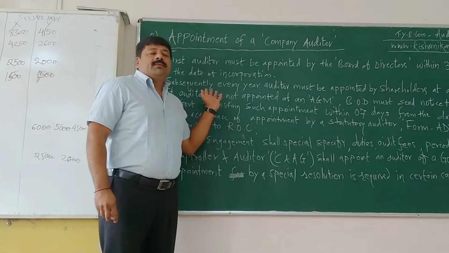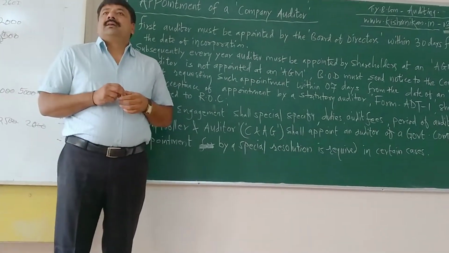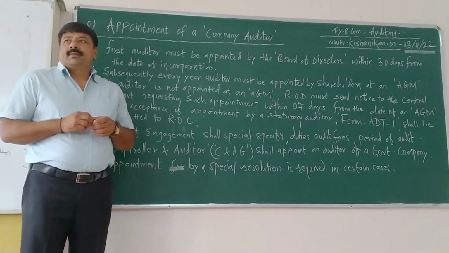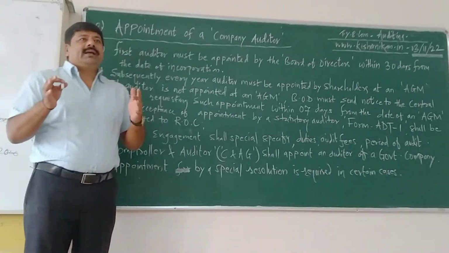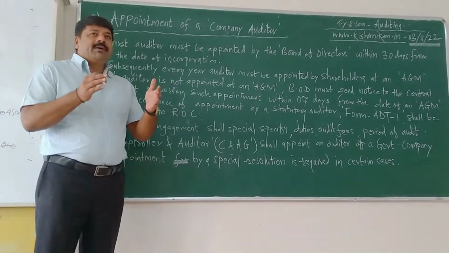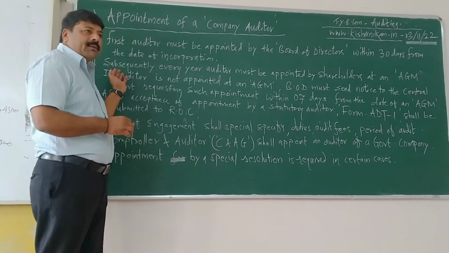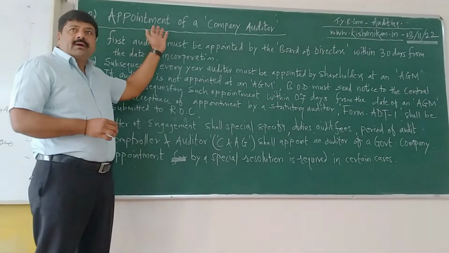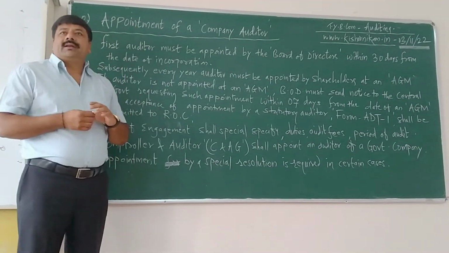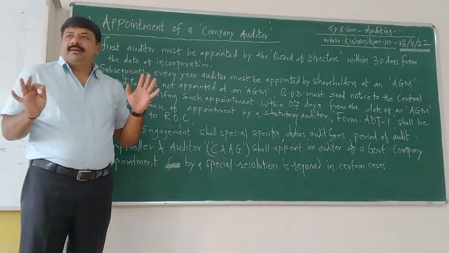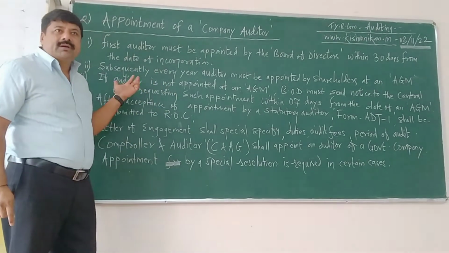In the last lecture, we discussed the qualifications and disqualifications of a company auditor. We discussed that a chartered accountant holding a certificate of practice and having a membership number can be appointed as the statutory auditor of a company, which we call the company auditor. In general, we are talking about the statutory auditor of a public company.